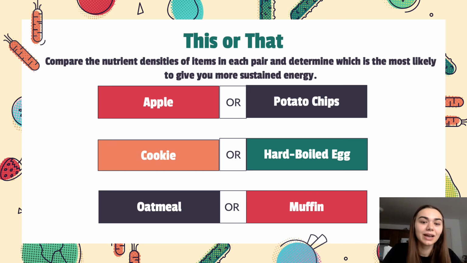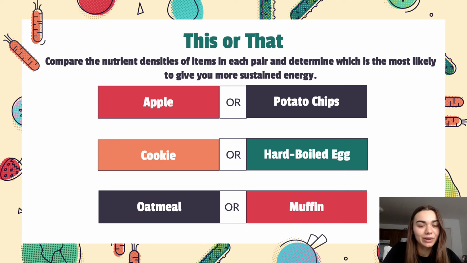So coming to a little bit of a learning activity here, we are going to do this or that. So we'll compare the nutrient densities of each item in the pair and decide which would be the most likely source to give you sustained energy. So looking at our first pair there, we have an apple or potato chips. The apple would probably provide you with the most sustained energy. They provide about 25 grams of carbohydrates per serving, and 5 of those grams would be considered dietary fiber. So that helps you feel full. The potato chips, on the other hand, are energy dense, so they provide a lot of calories, but are often nutrient poor and will likely leave you feeling hungry soon.